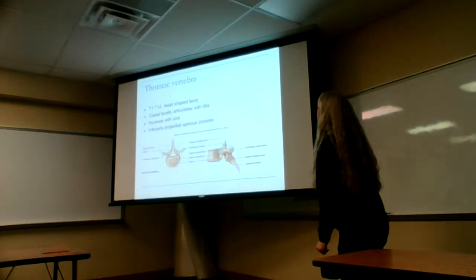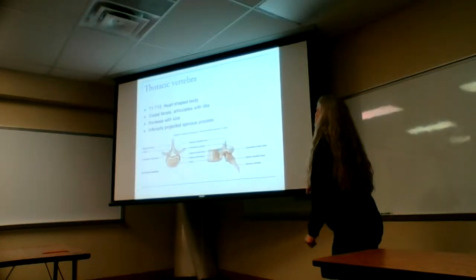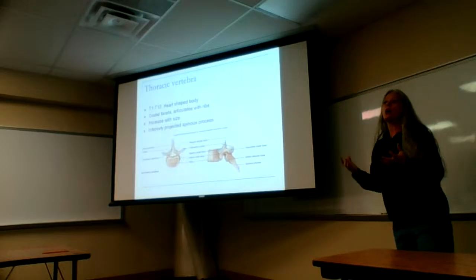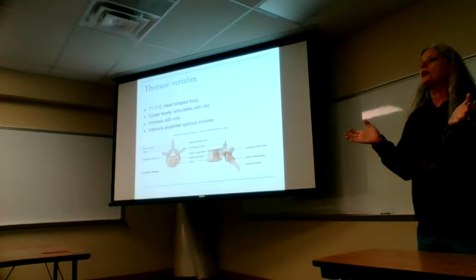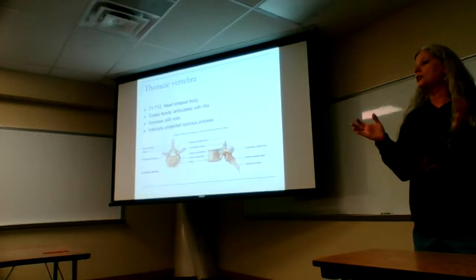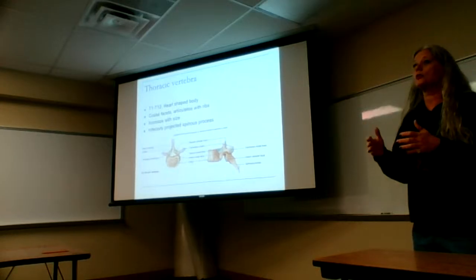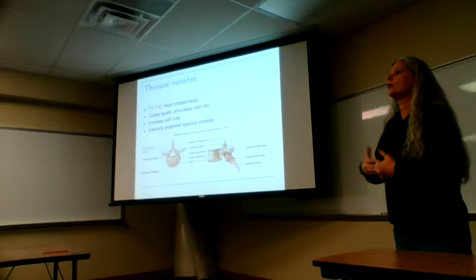Okay? So those little guys, heart-ish shaped bodies. They're going to have costal facets. Costal facets, again, attached to your ribs. They're the only ones with costal facets because they're the only ones that articulate with the ribs, which is why we have 12 pairs of ribs, because we have 12 thoracic vertebrae.